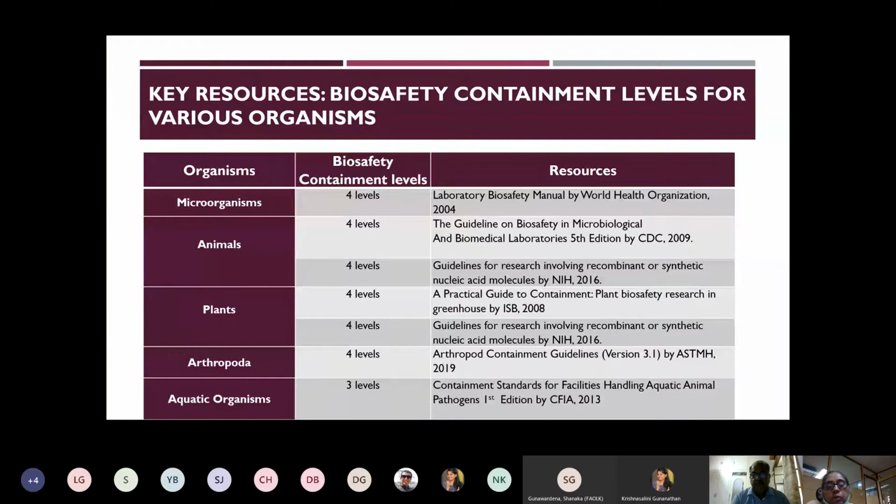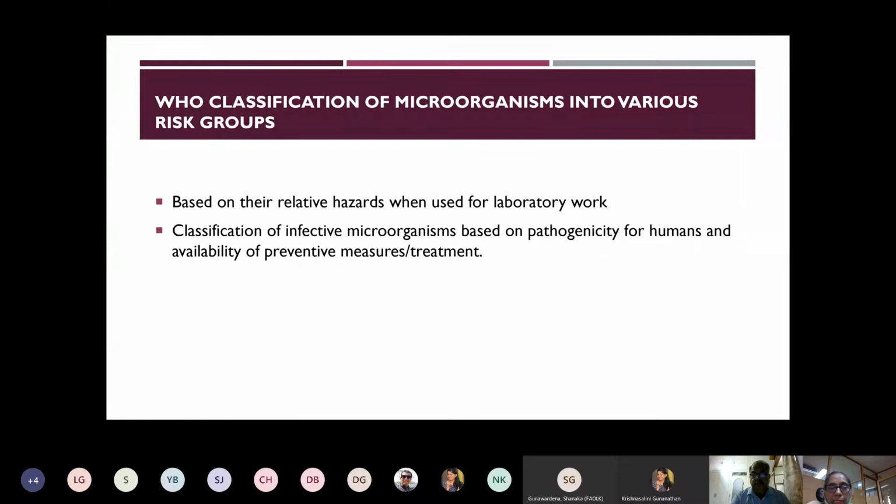So I will, as an example, just pick up the WHO classification of microorganisms, which is generally the most cited reference, and most clarity is there on that. So how do they classify the microorganisms? We have to understand this, and then we will know how the GMOs are classified.